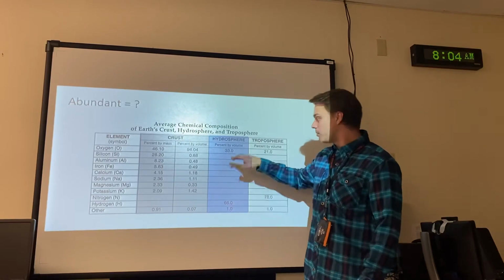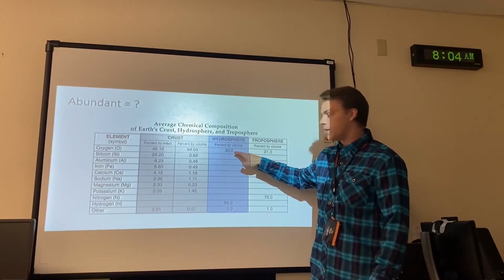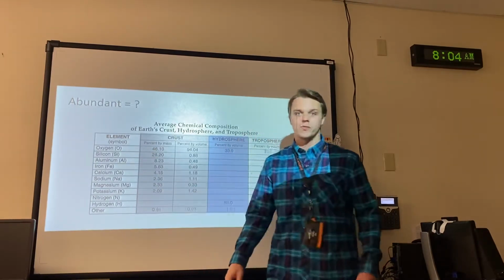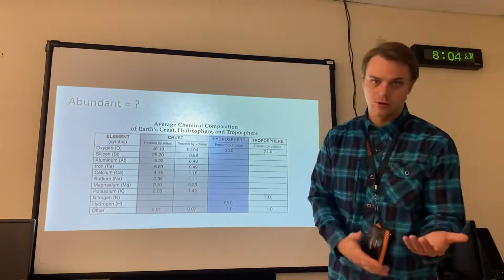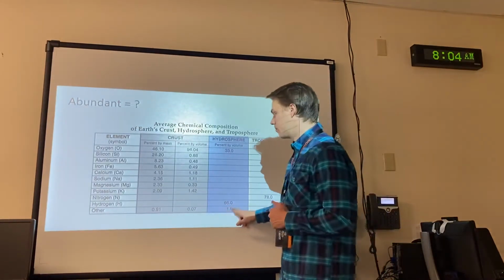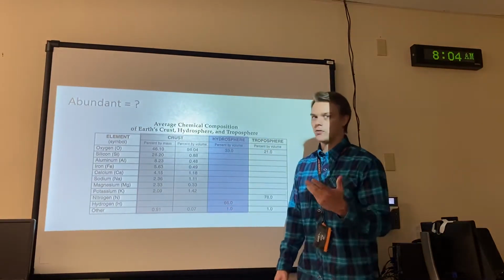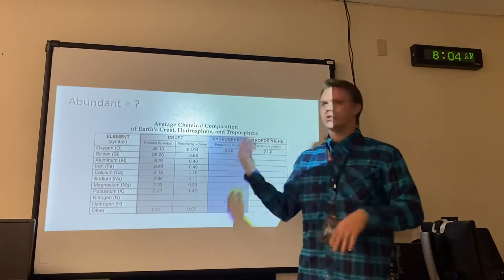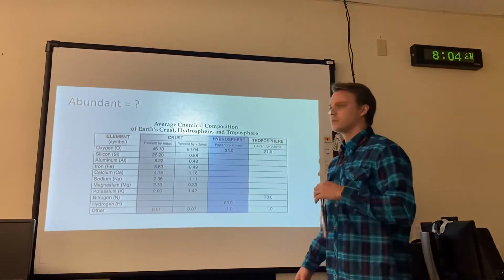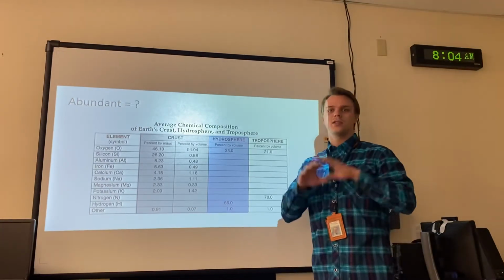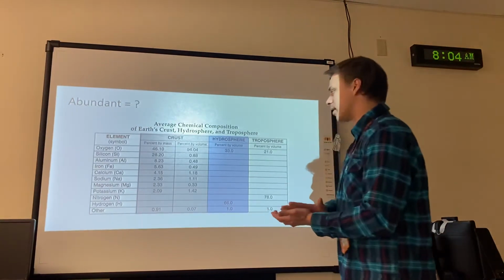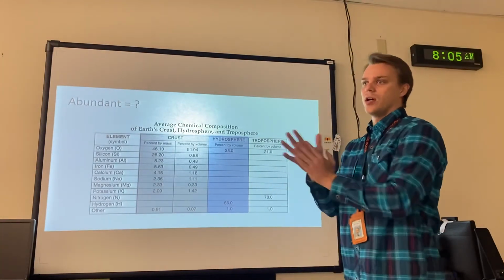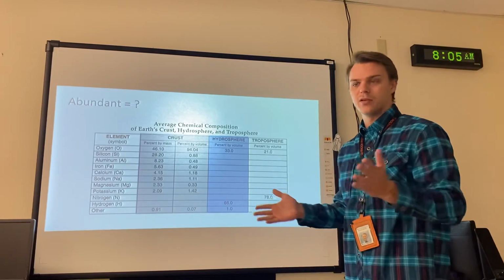66 is double 33, meaning that there are 2 hydrogens for every 1 oxygen, which is why we have H2O. The other 1% is going to be made of other things that are dissolved in water. So that would be like chlorine, sodium, calcium. These things are all dissolved in our oceans, and they actually are the things that coral reefs and shelled organisms make their shells out of.